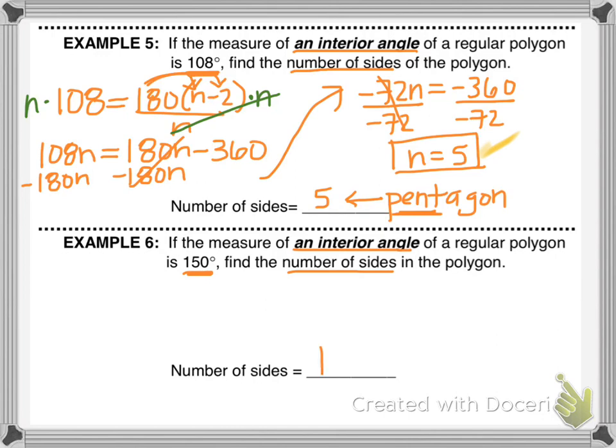It should equal 12 sides, which is called a dodecagon. So I want you to try this one on your own, and if you're not getting 12, I want you to let me know in class, and we will do this one together.